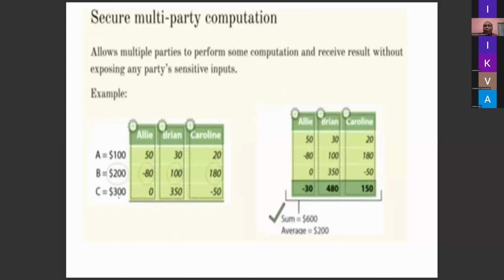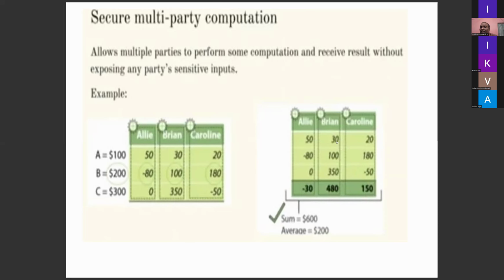But B doesn't know the salary of A, C doesn't know the salary of A, and B doesn't know the salary of A and C. So each doesn't know the salary of the other people. Now, instead of computing 100 plus 200 plus 300 by 3, A will add 50 minus 80 plus 0, that is minus 30. Instead of sending 100, he will send minus 30 to the cloud.